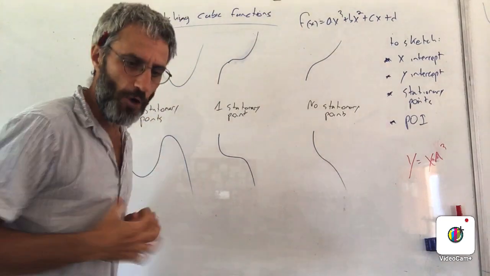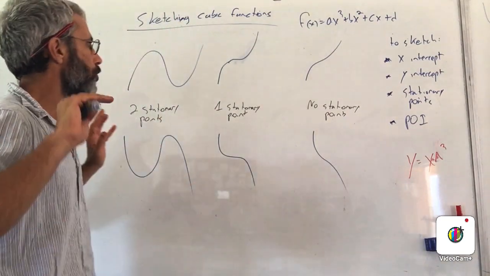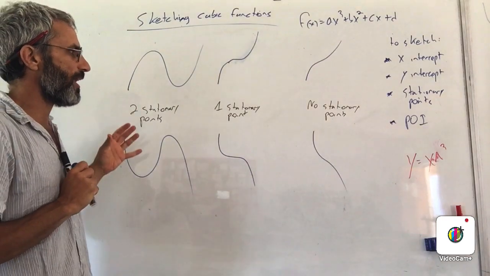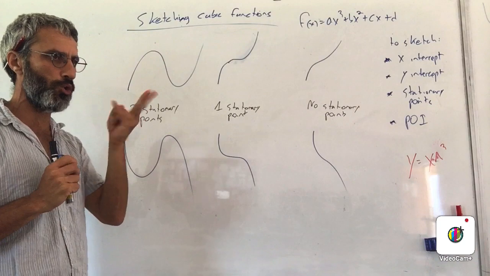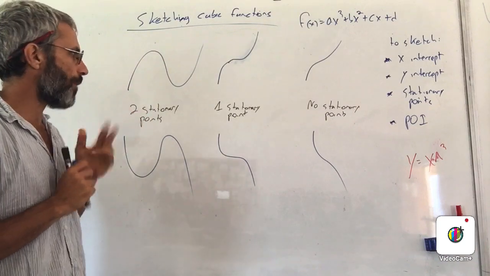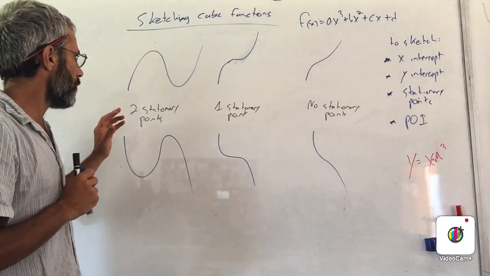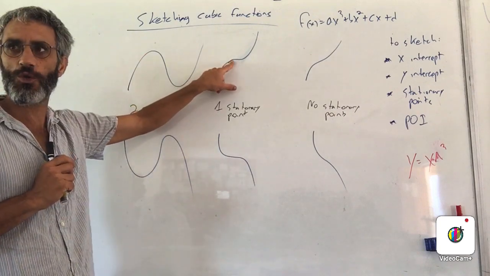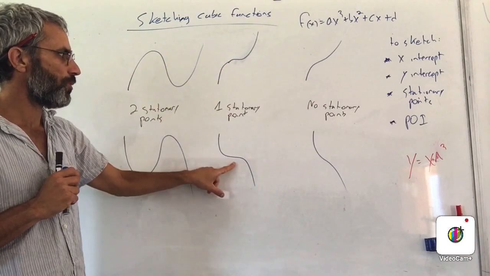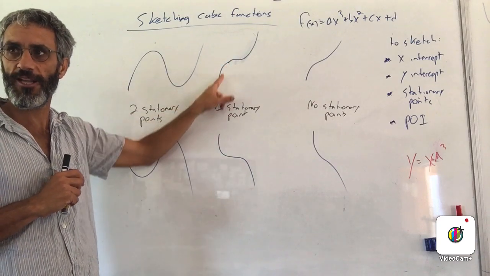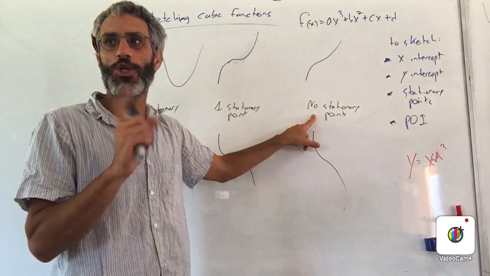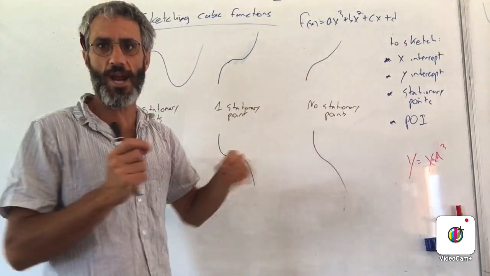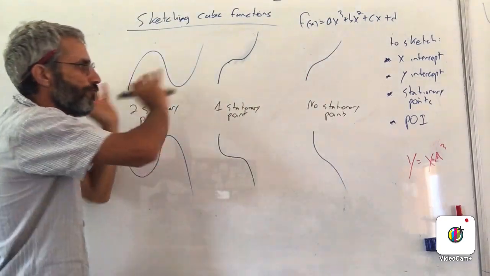Before we do an example, I need to draw all the possible shapes that we're going to have. The shapes are based on maybe two things. First of all, how many stationary points we have. We can have two stationary points, or one stationary point, which is also a point of inflection if you think about it, or no stationary point. There is no place in these two graphs where the gradient is 0. So these are the three options.